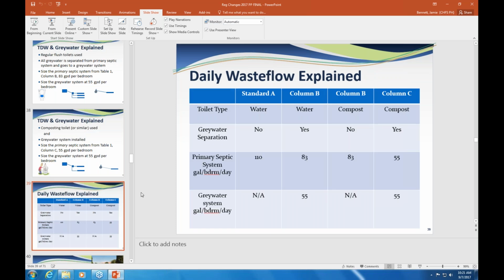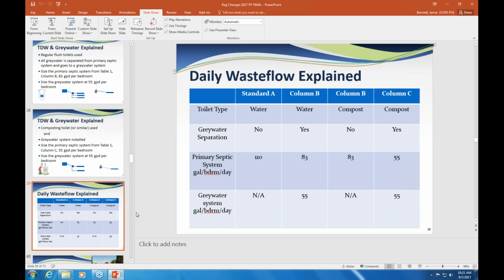So here's a little chart that sort of puts all that information together. Daily Wasteflow Explained. Your toilet type, standard A, your toilet type is water flush. There's no gray water separation, so your primary septic system is going to be at 110 gallons per bedroom per day, and the gray water system doesn't apply. Column B, your toilet type's water. There is gray water separation. In that case, primary septic system is sized at 83 gallons per bedroom per day. The gray water is at 55 gallons per bedroom per day.